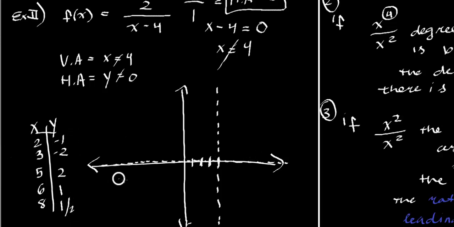Okay, perfect. Let's graph. So we got 2, negative 1. We got 3, negative 2. We have 5, 2. We have 5 right here and up 2. We have 6 and 1. And 8, which is probably right here, 1/2. It's pretty small. I could have picked a negative 8 as well to see, but it'll probably be very small. My pen is not doing a good job.